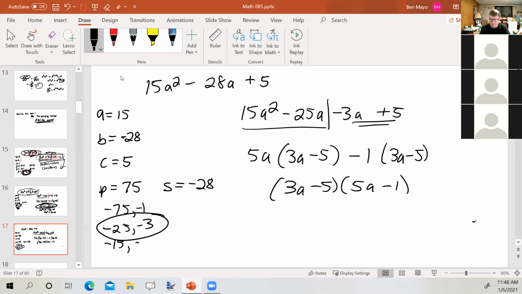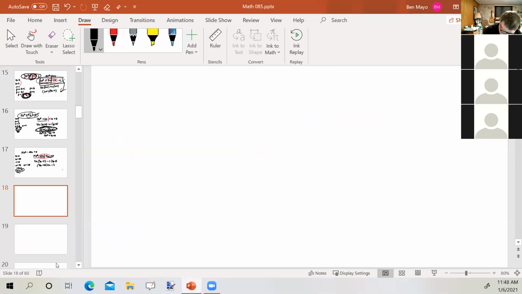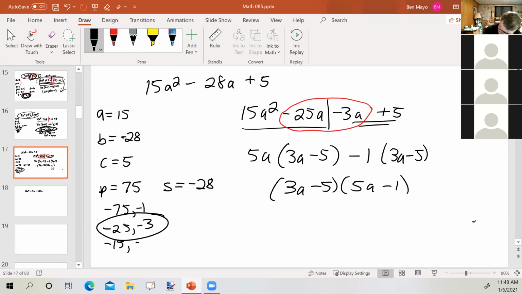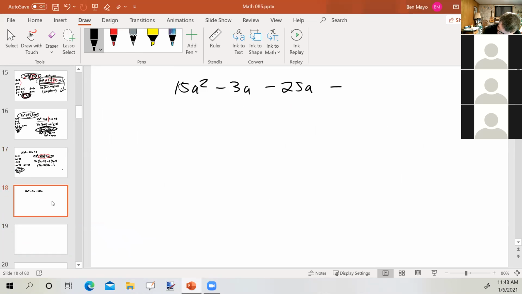Any questions there? Now, a question that students ask, so I'll just ask it ahead of time. Does it matter which order I put those two? What if I wrote 15a squared minus 3a minus 25a plus 5? What would that look like? Would that change things? So let's do that. 15a squared minus 3a minus 25a, and then what was it? Plus 5. All right, so let's take those two terms in the middle and switch them around.